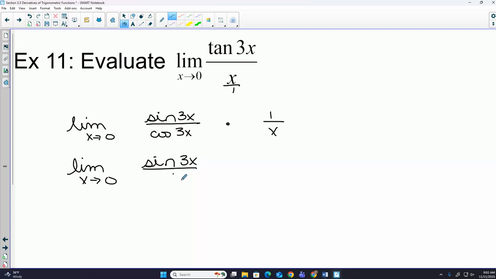So let's reorder things. I'm going to pull my x under my sine, and I'll take my cosine over here. So if I need this to be a 3x, we have to put a 3 on top as well. We multiplied by 3 on top and bottom. And I just separated my fractions, so there's one fraction with the sine expression I'm getting and one fraction with everything else.